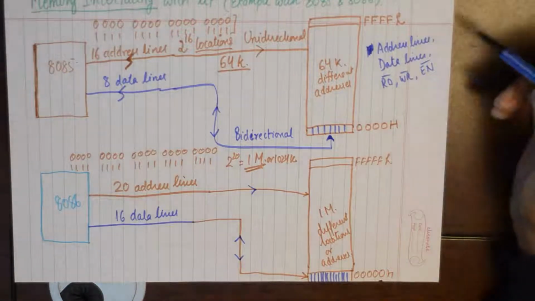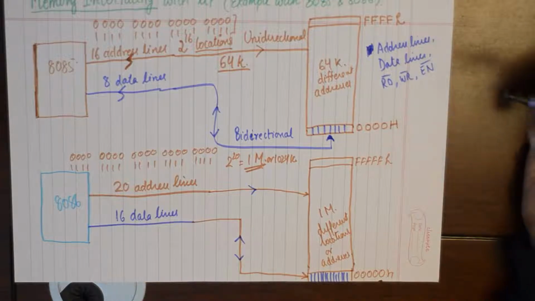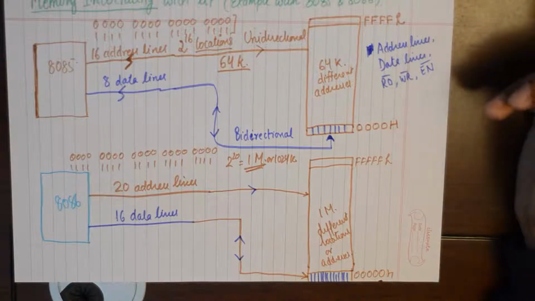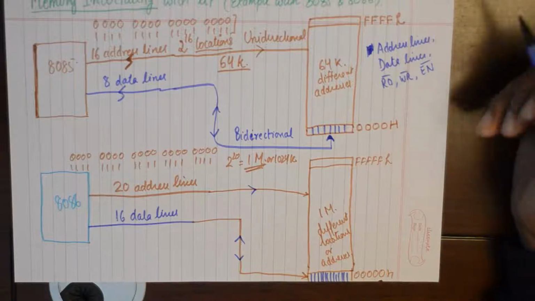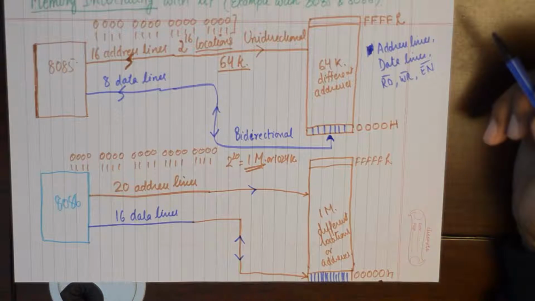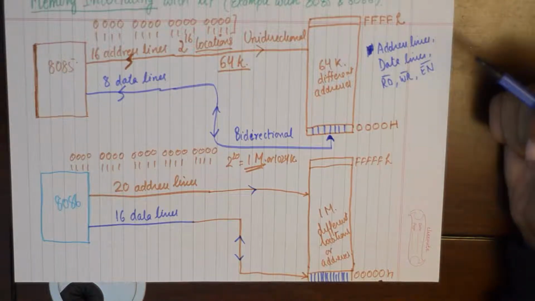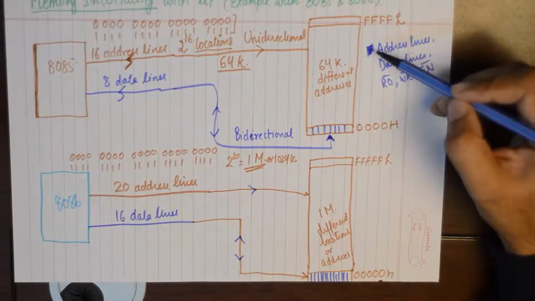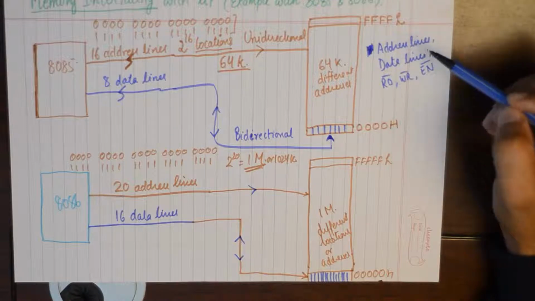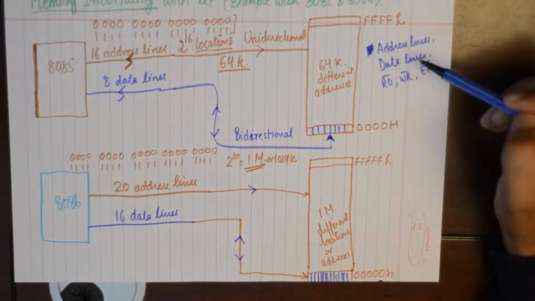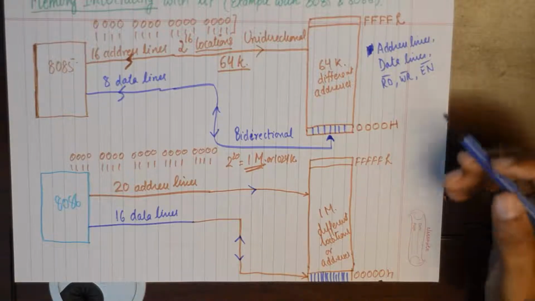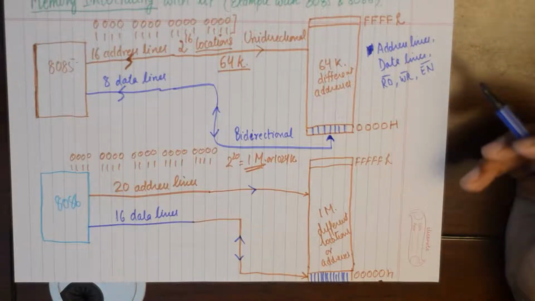But the majority of the lines will constitute data and address lines because read, write, enable and other such control pins are going to be similar in all the memories. And the difference between smaller memories and bigger memories is only the number of locations that they have and the number of data lines that they have. That makes the size of the chip bigger or smaller for any memory.